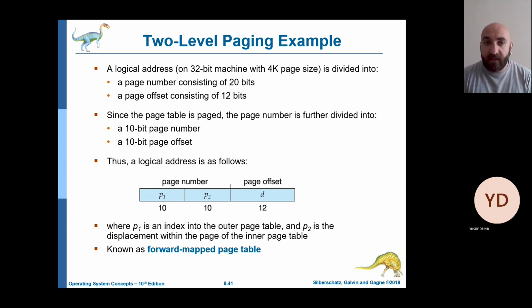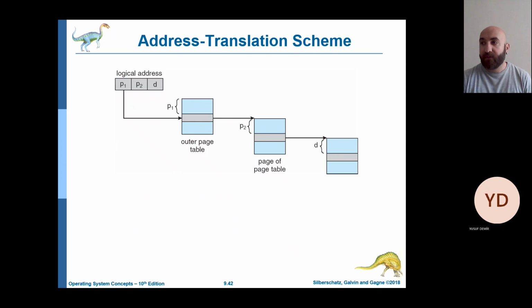We page the page table, so the page number is divided into a 10-bit page number and a 10-bit page offset. So the logical address will be like that, where P1 is an index to the outer page table and P2 is the displacement within the page of the inner page table. Here is the address translation scheme for that.